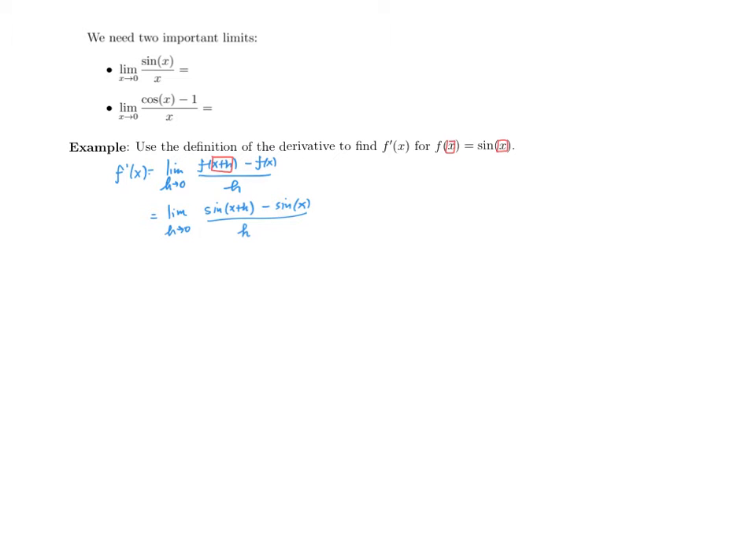And as usual, we cannot simply substitute in h equals 0. That would cause us to divide by 0. And the only possible way I could see to hopefully simplify this is to somehow rewrite this sine of x plus h term in the top. And the only trig identity that we might be able to think of or recall that would help us would be the sum formula for sine. That is the formula for sine of x plus y.